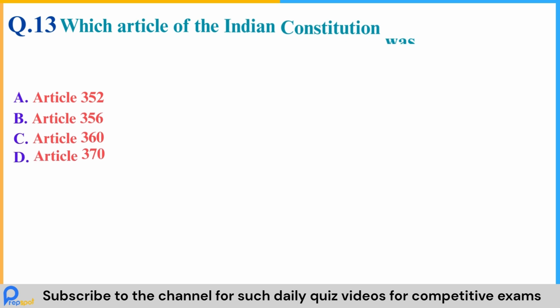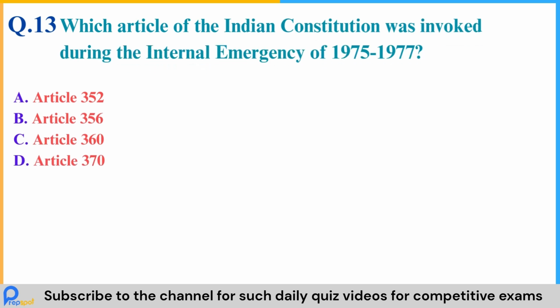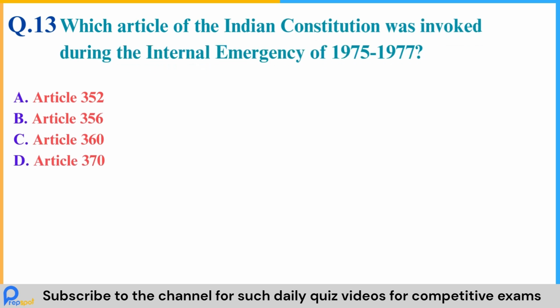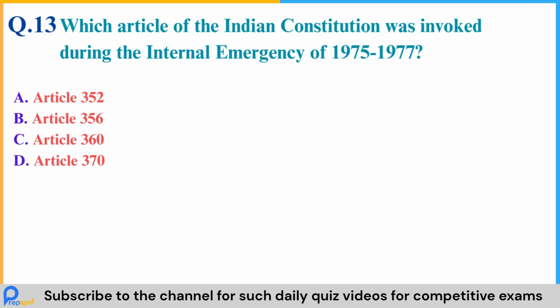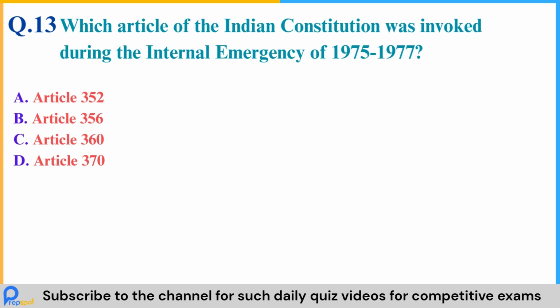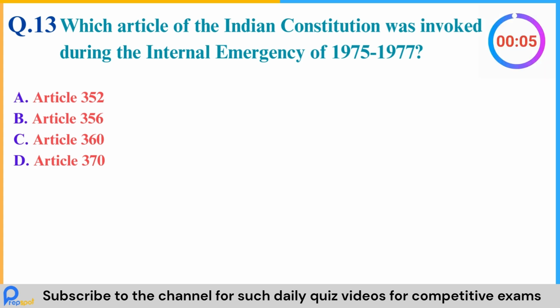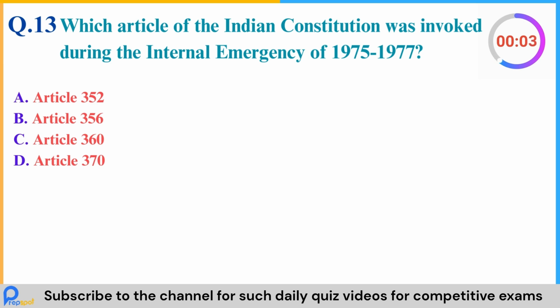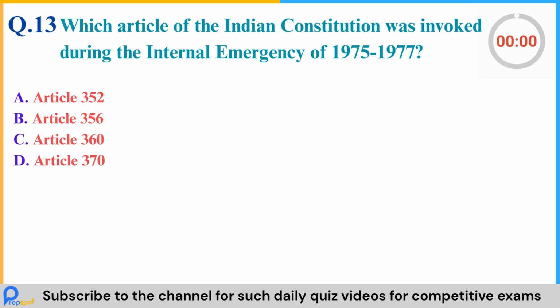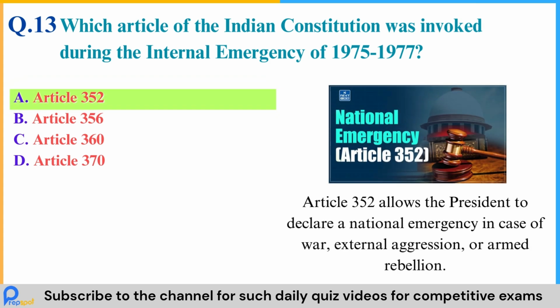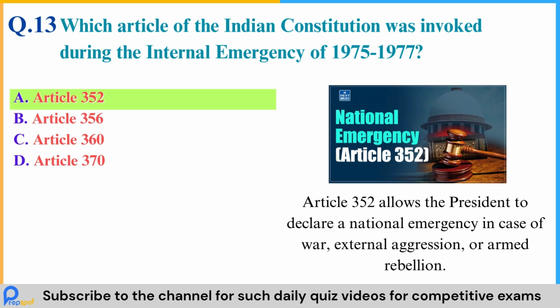Question 13. Which article of the Indian Constitution was invoked during the internal emergency of 1975 to 1977? A. Article 352. B. Article 356. C. Article 360. D. Article 370. Answer: A. Article 352. Explanation: Article 352 allows the President to declare a national emergency in case of war, external aggression, or armed rebellion. Question 14.